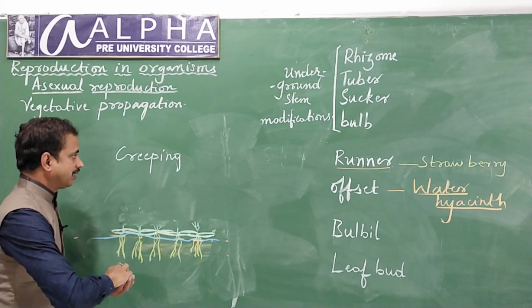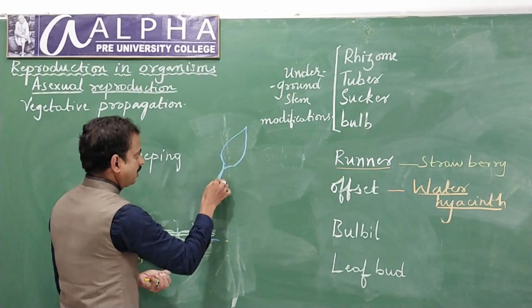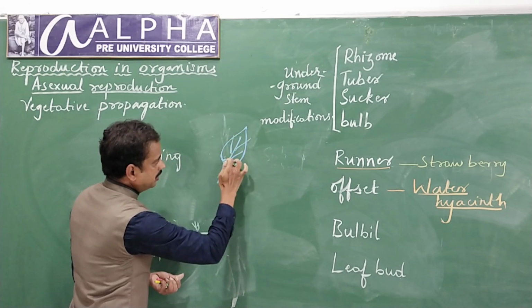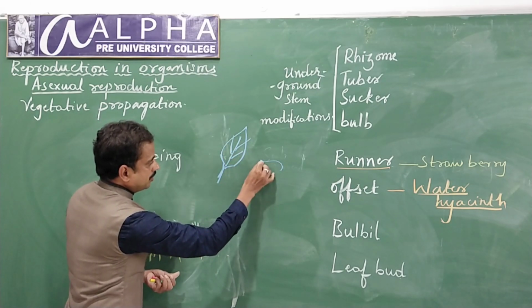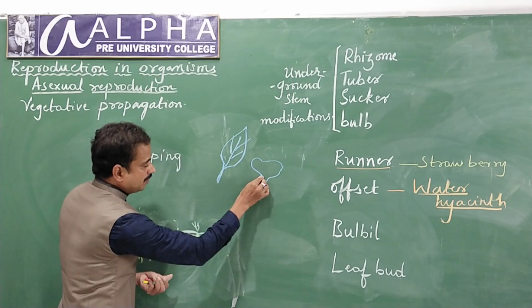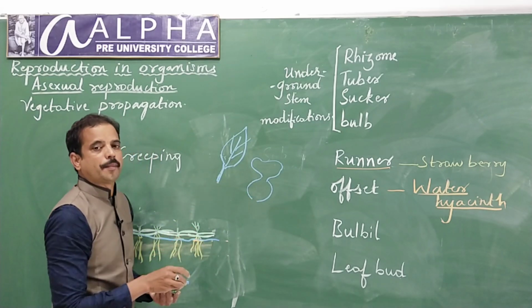Okay, leaves are like this. You know what is the structure of the leaf? The typical leaf is like this. In case of water hyacinth, what happens? This part, the photosynthetic part of the leaf, is like this, and this petiolar part of the leaf will have enlarged and become a bulb-like structure.